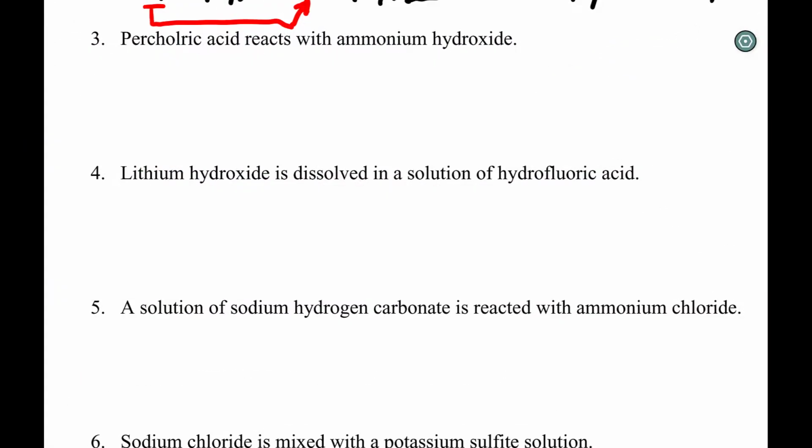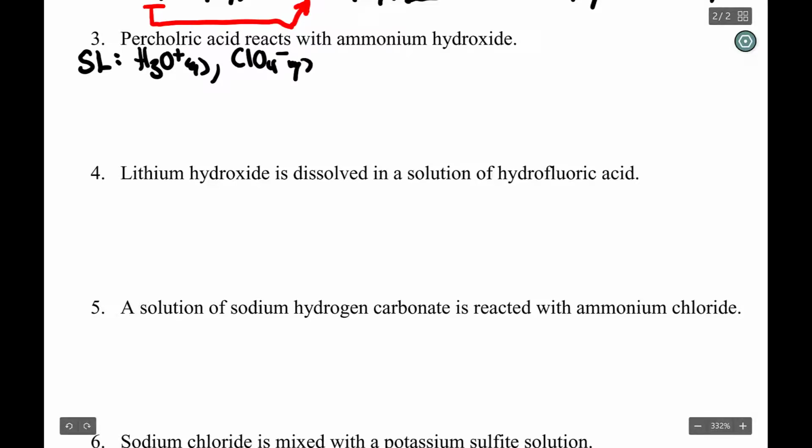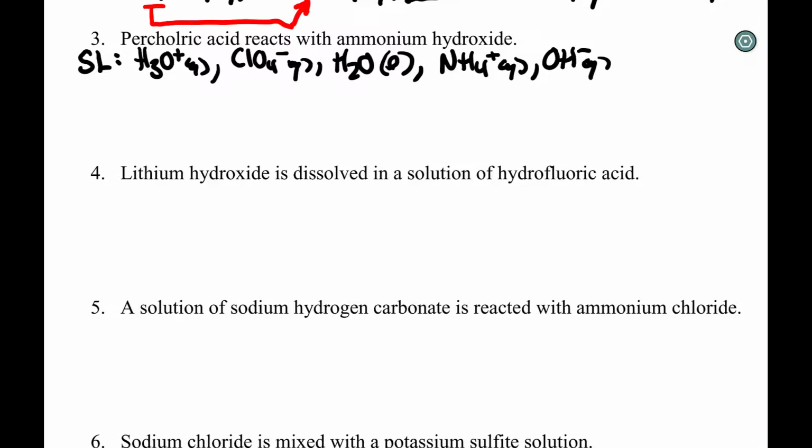In question 3, we have perchloric acid, which is a strong acid. So that would be H3O plus aqueous and ClO4 minus aqueous. Of course, there has to be water there because it's an acid. It's dissolved in water. And then it's reacting with ammonium hydroxide. So ammonium ion and hydroxide ion. And don't have to write water again because we already have it as part of our list.